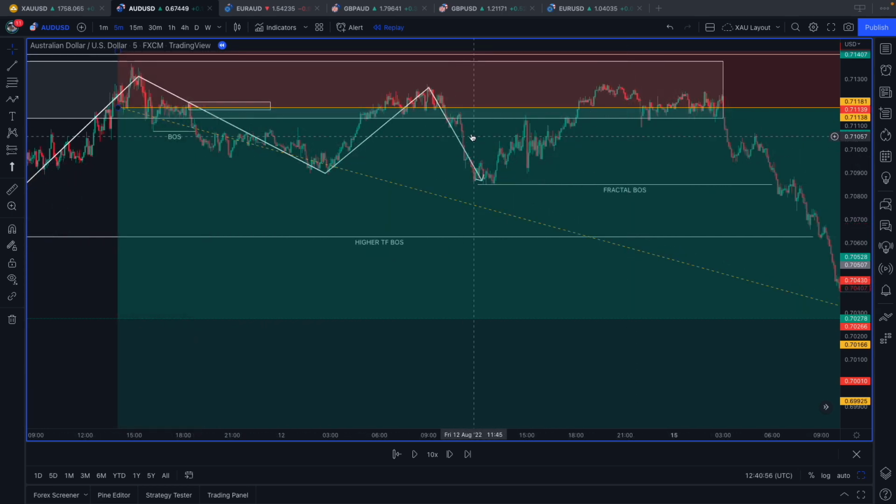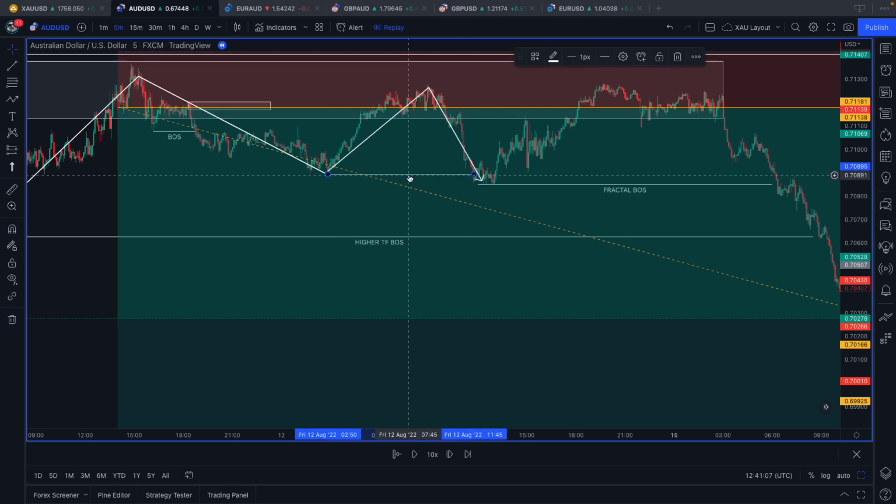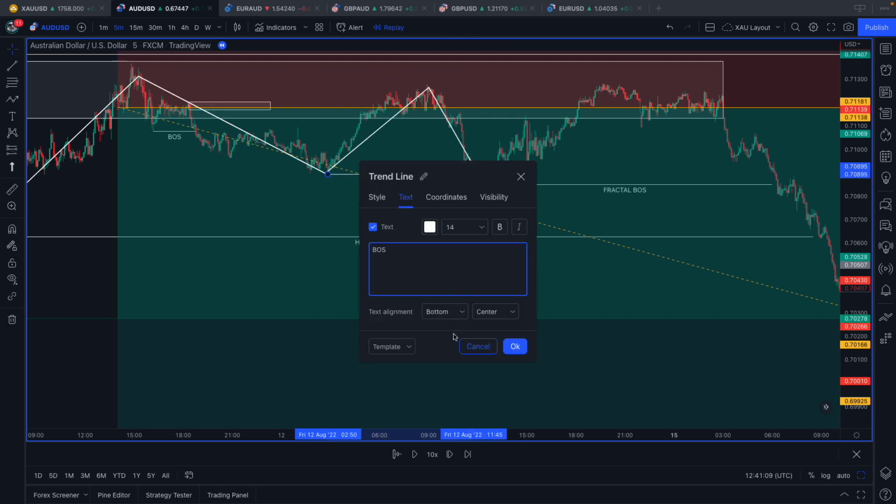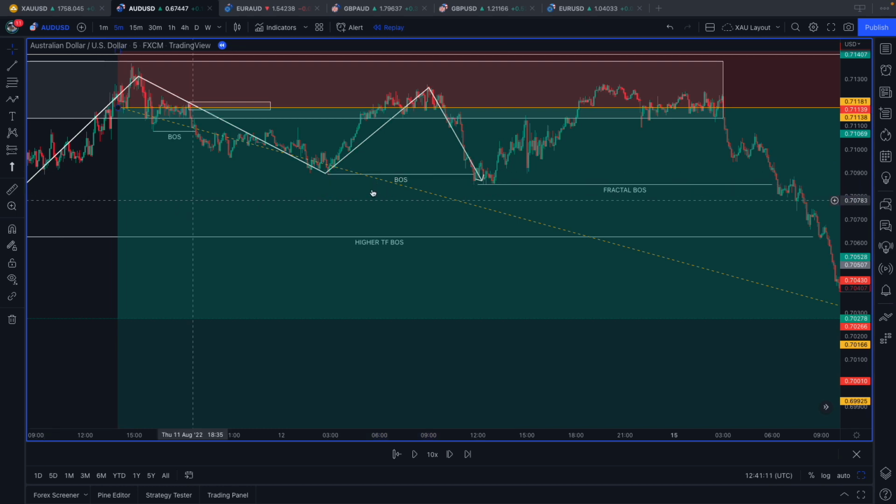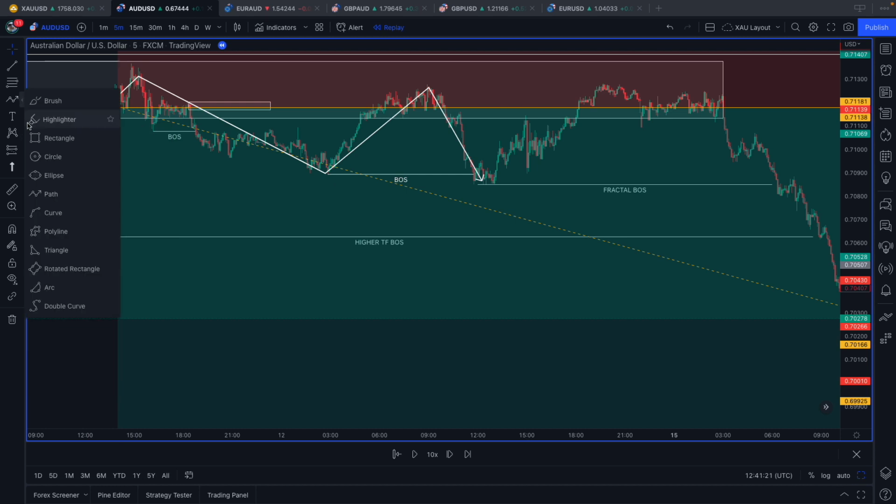So what we could do is look at the impulsive wave that broke structure, which is this one, because as you can see, this was a structural low. Price came to break this. So this is a break of structure. So we could then look at the impulsive wave that broke the structure, being this one here, for any inefficiency in the market, any unmitigated areas that price could come to trail back up into.